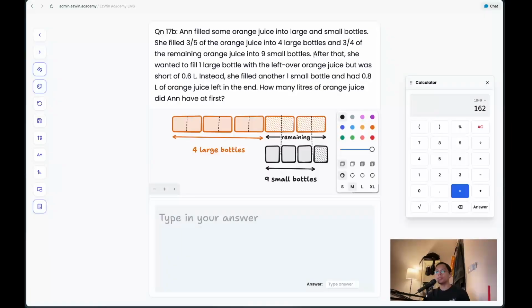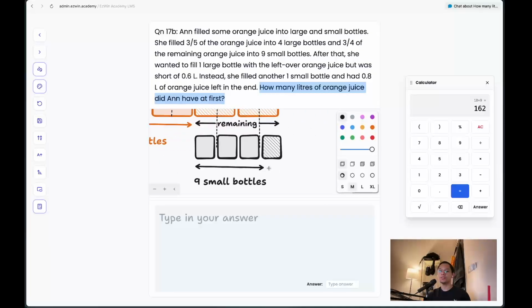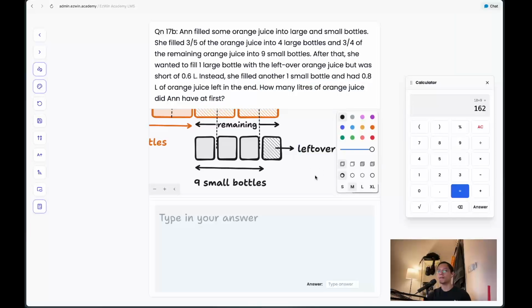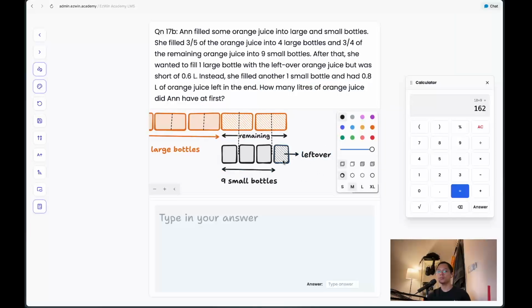For part B, after that she wanted to fill 1 large bottle with leftover orange juice but was short of 0.6 liters. Instead, she filled another 1 small bottle and had 0.8 liters of orange juice left in the end. How many liters of orange juice did Anne have at first? So what is the leftover? The leftover is this thing over here, which in this case is 1 unit.